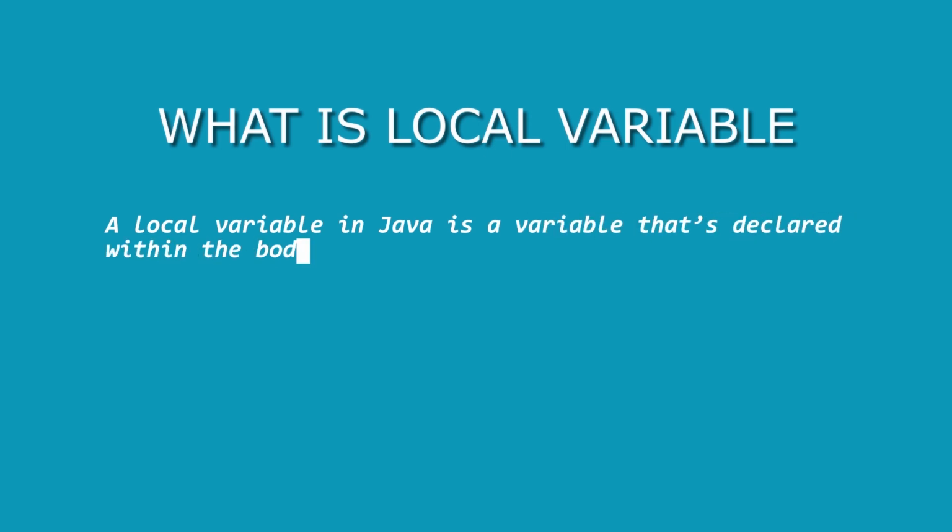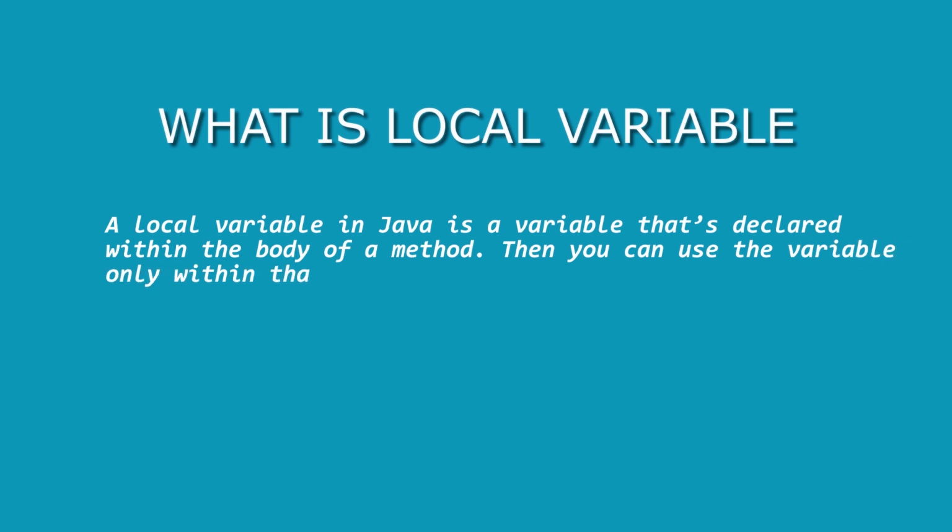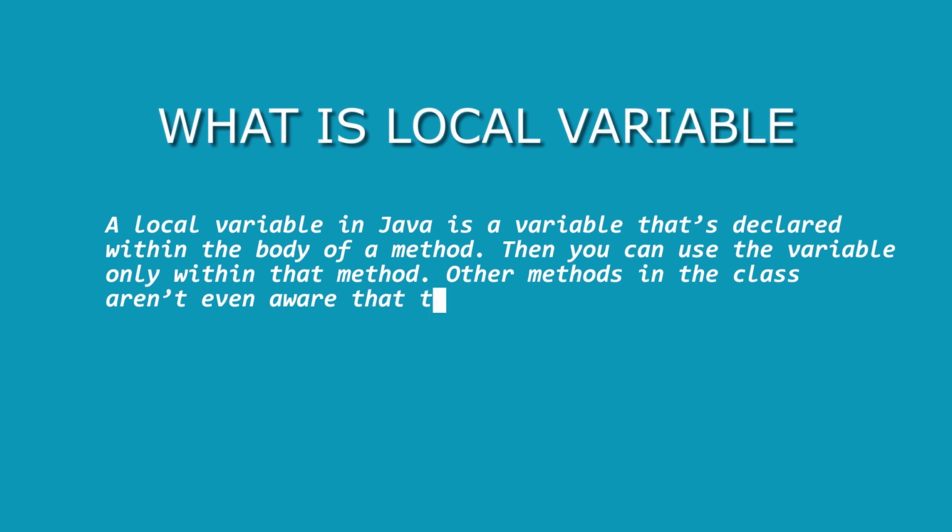A local variable in Java is a variable that is declared within the body of a method. Then you can use the variable only within the method. Other methods in the class aren't even aware that the variable exists. Let's see some examples to understand it better.